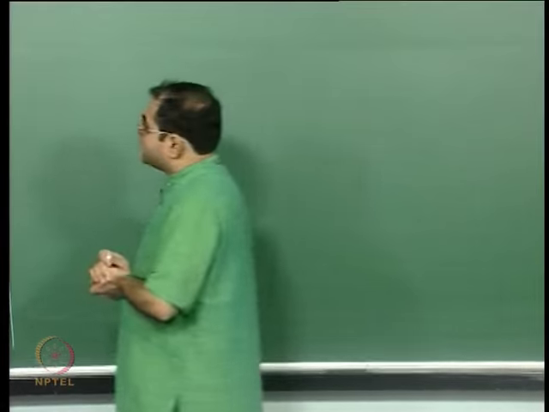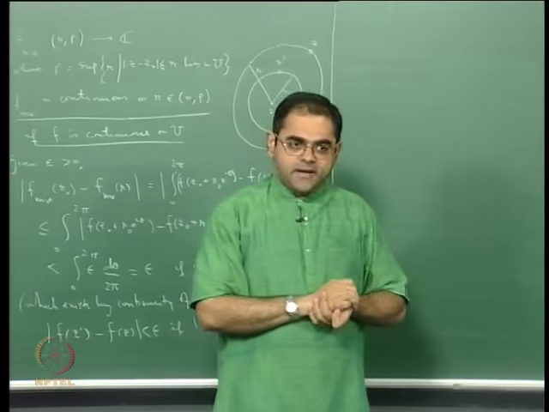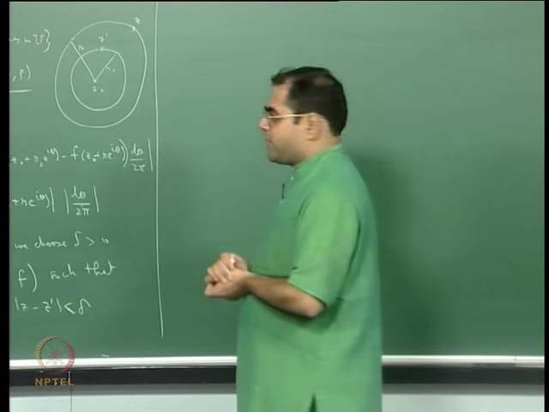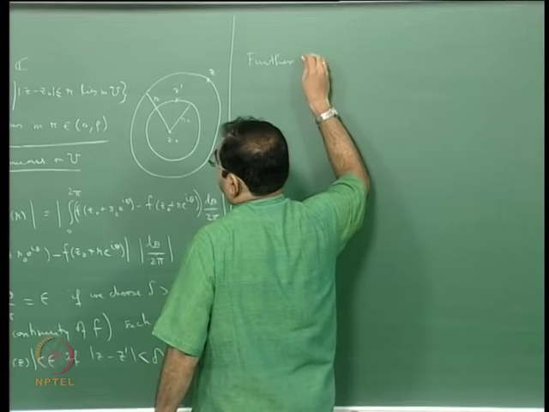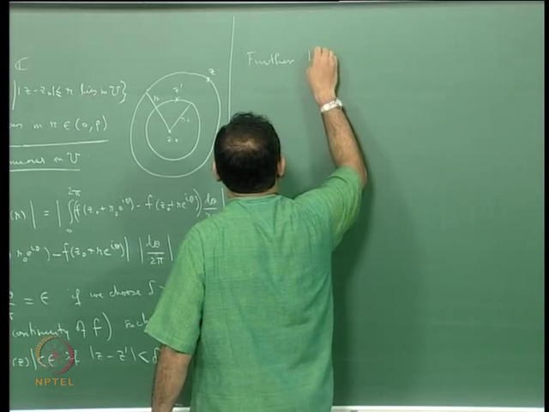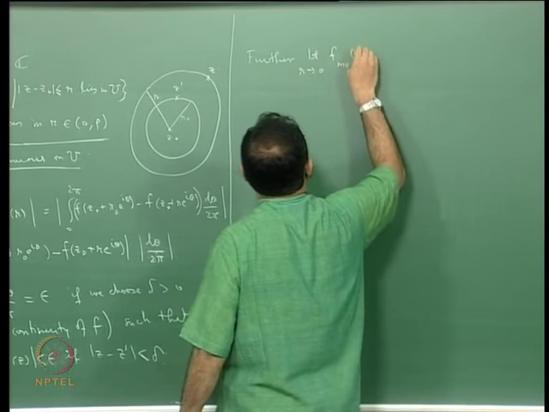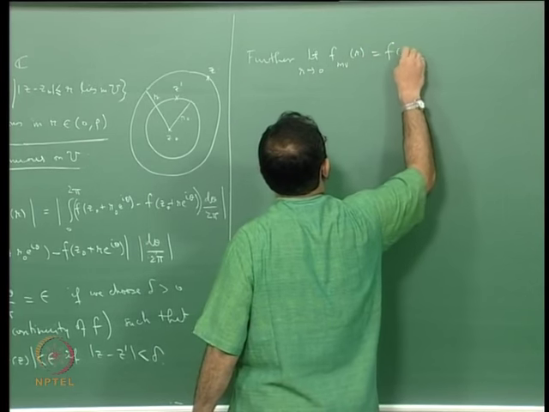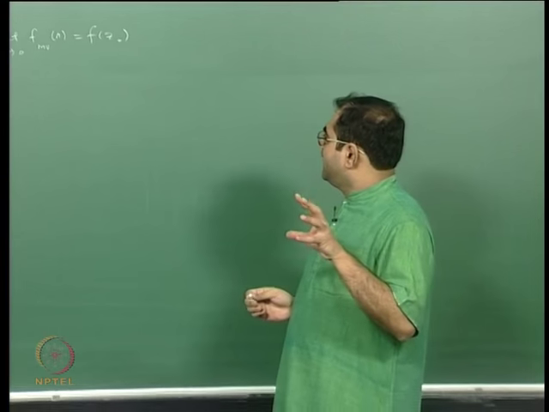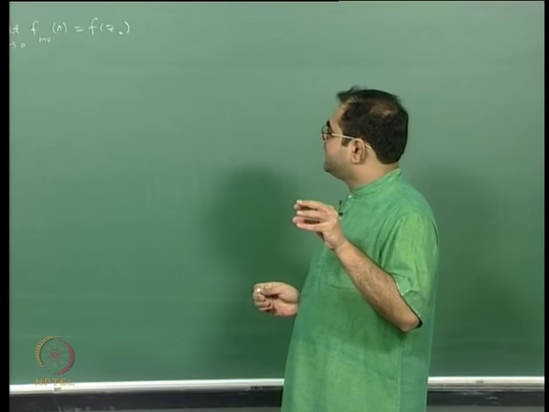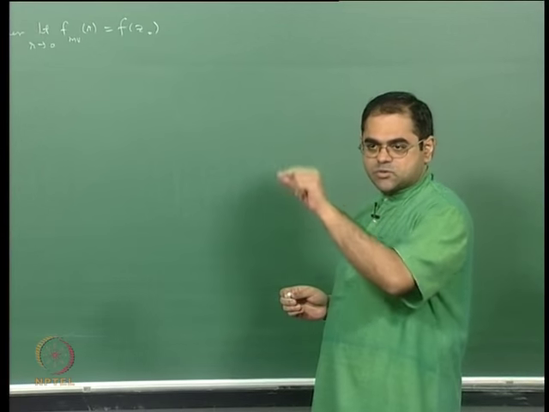All right, then the further thing is that this mean value function is actually even defined at the origin, and it takes the value f of z naught. So further, the limit as r tends to 0 of f MV of r is actually f of z naught. The mean value function tends to f of z naught as r goes to 0.